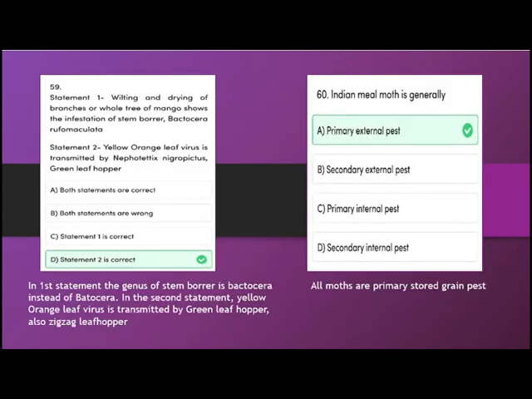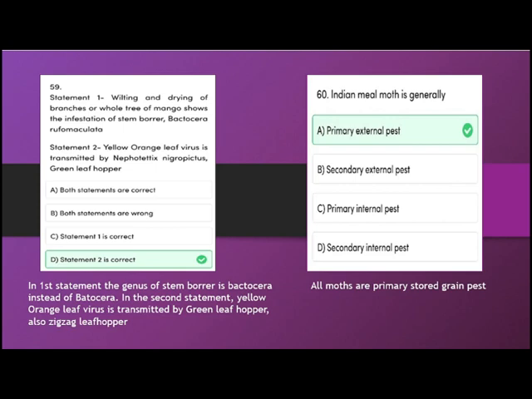Now come to the 59th question. Statement 1: Wilting and drying of the branches of the whole tree of mango shows the infestation of the yellow stem borer Batocera rufomaculata. Statement 2: Yellow orange leaf virus is transmitted by Nephotettix nigropictus, the green leafhopper. And the answer is, statement 2 is correct. In the first statement, the genus of the stem borer is Batocera instead of Bactrocera. In the second statement, the yellow orange leaf virus is transmitted by the green leafhopper as well as the zigzag leafhopper.